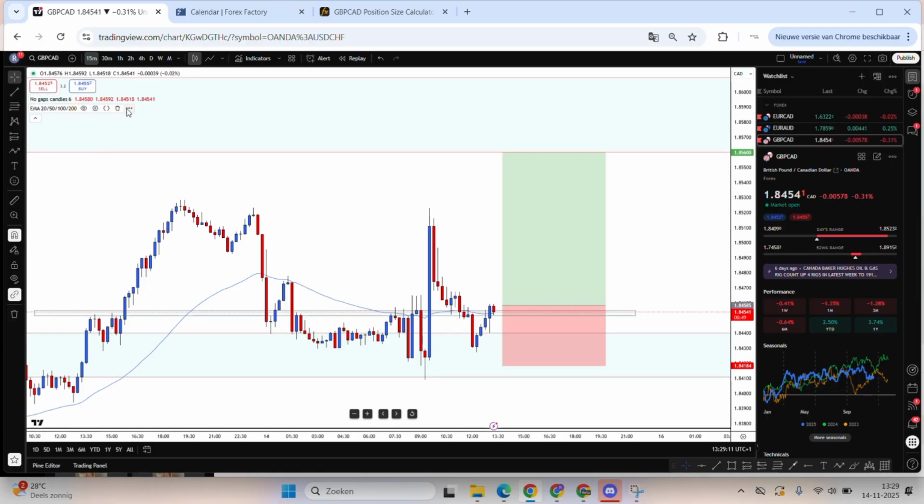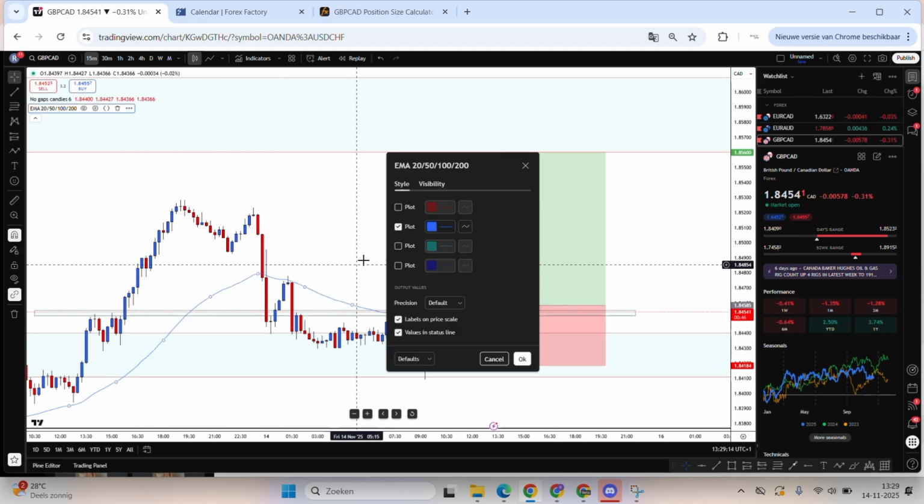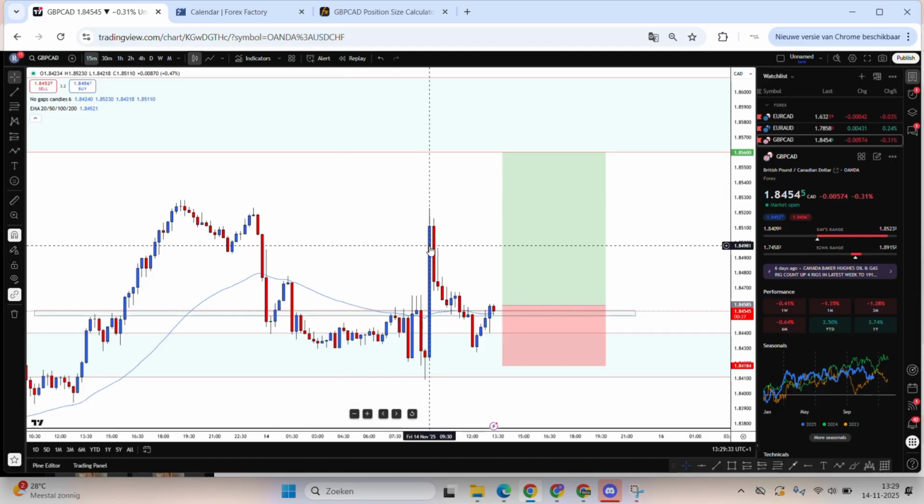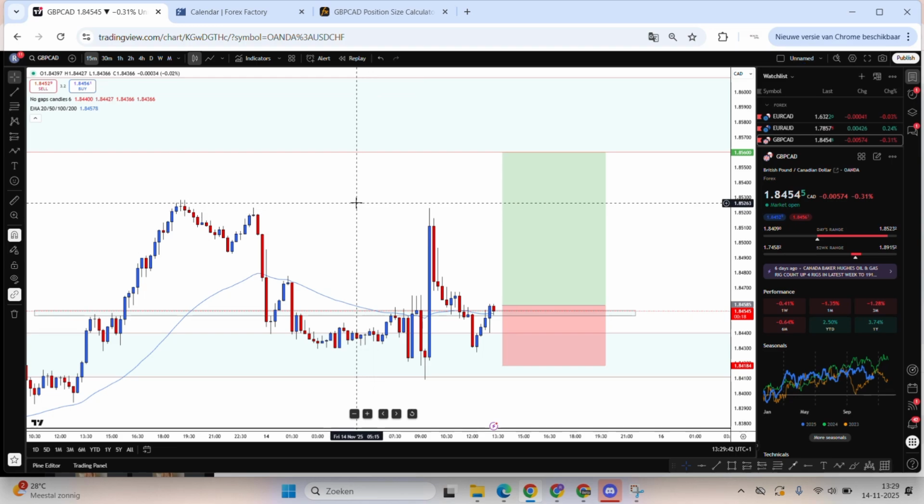Then you have the 50 EMA. This is the 50 EMA. You can find this as well at indicators. Just put in this name, and then you click on style. You have the plot, you keep this one the same color, and then you have my 50 EMA. I like the colors blue and red because I use the set and forget strategy, and I learned that color, so that's what I like.